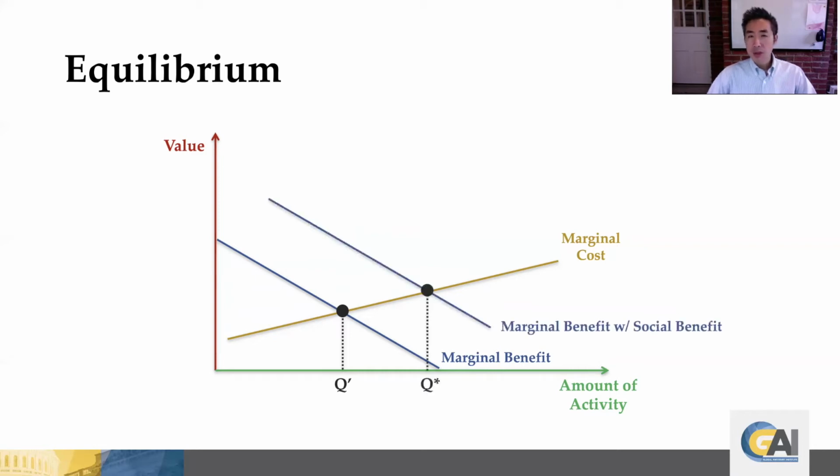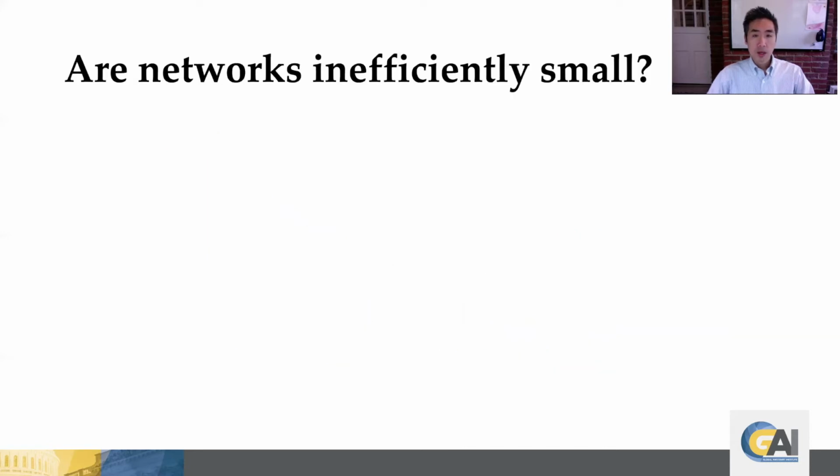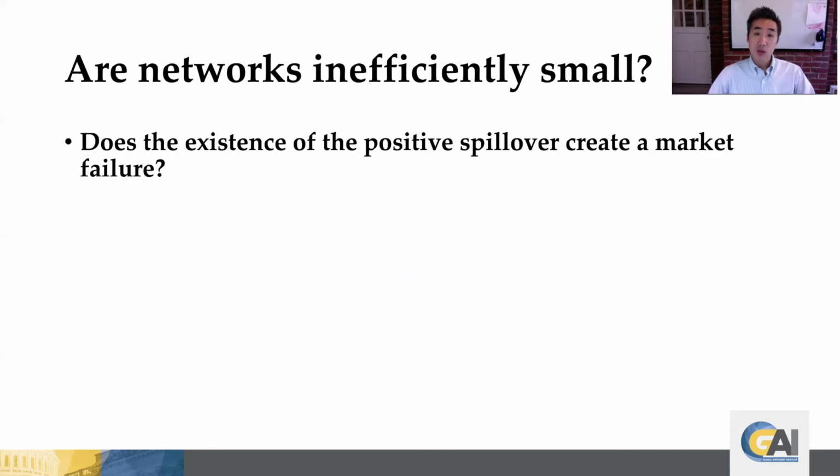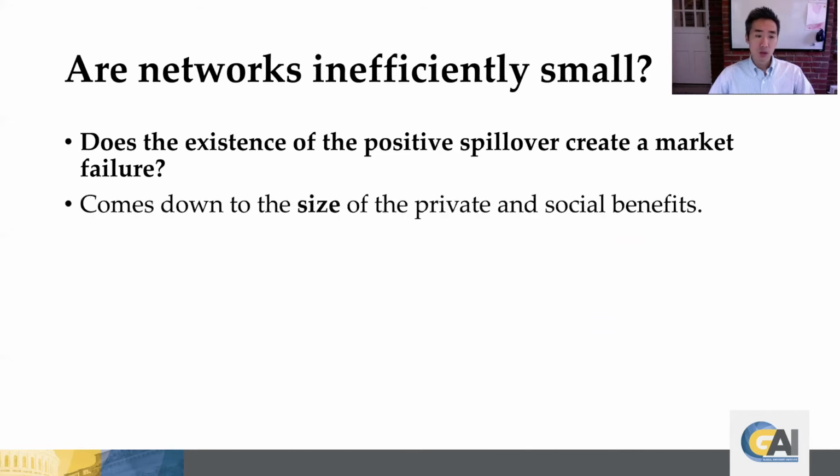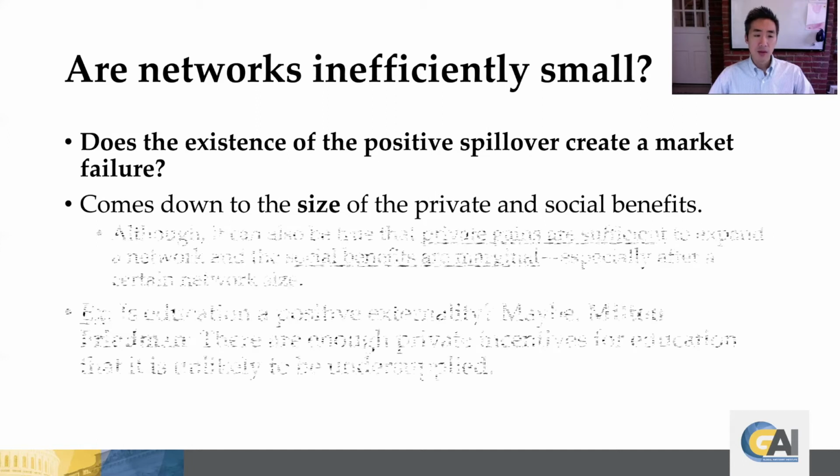But if we incorporate the social benefit, meaning your participation on the network, your availability, that really increases the benefits to others, the true benefit is really something larger than your private benefit. That's the basic idea. And so economic theory would predict that you should be participating more, Q star. So this raises a question: are networks inefficiently small or inefficiently used? And this goes back to that positive spillover effect that we mentioned earlier. And again, it comes down to the size of the private and social benefits.